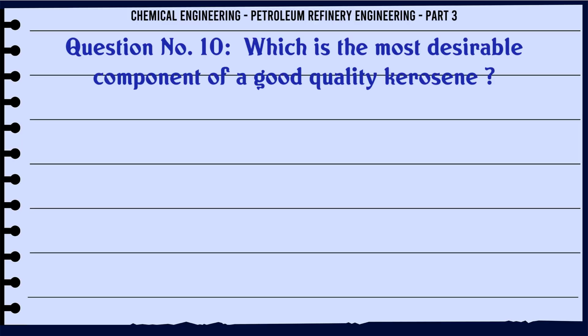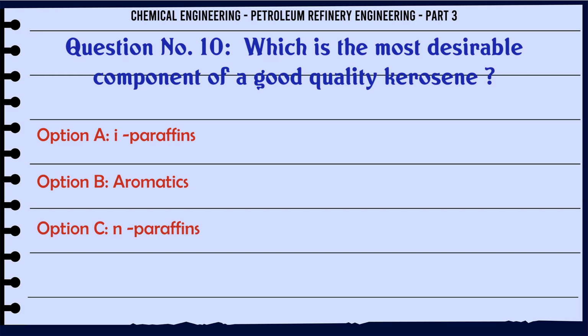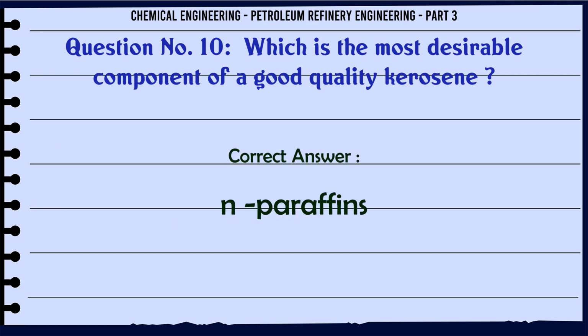Which is the most desirable component of a good quality kerosene? A. Iso paraffins. B. Aromatics. C. N-paraffins. D. Naphthenes. The correct answer is N-paraffins.